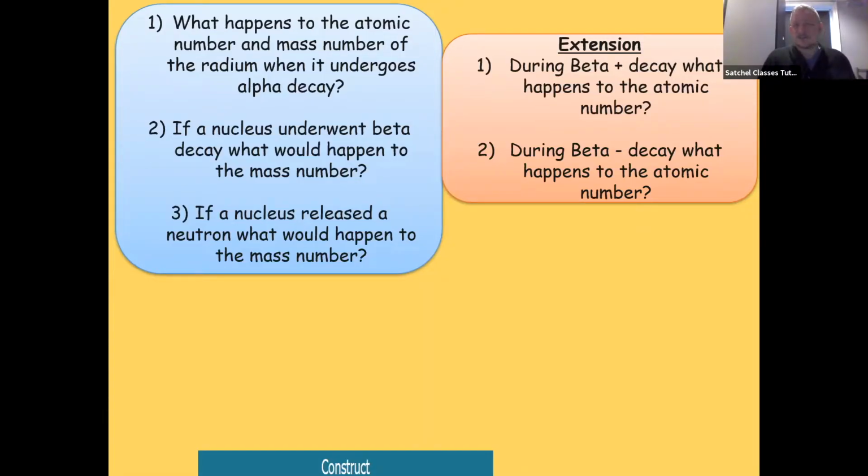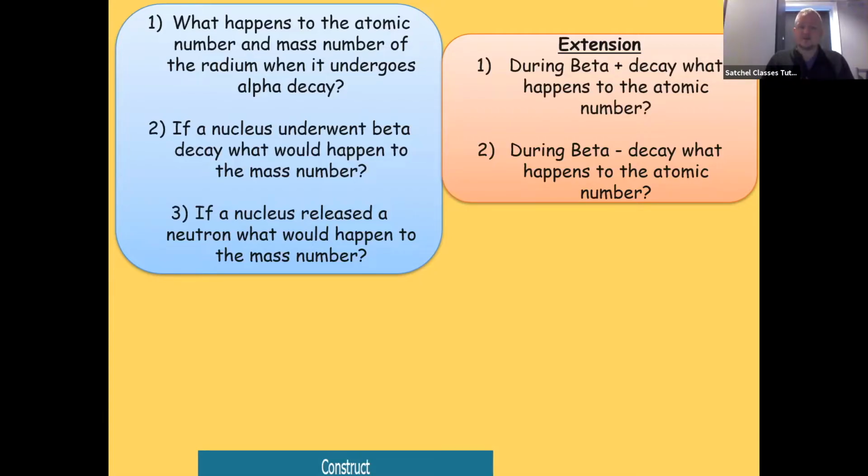This lesson is linked inherently to your understanding of the properties of the subatomic particles. You have to understand what each one has in terms of mass and charge for you to get this particular unit correct. So what happens to the atomic number and mass number of the radium when it undergoes alpha decay? Even if you don't have a periodic table to hand, you can still say, well, an alpha particle has 2 protons and 2 neutrons. That's what it consists of. So the mass number is going to decrease by 4, and the atomic number will decrease by 2.